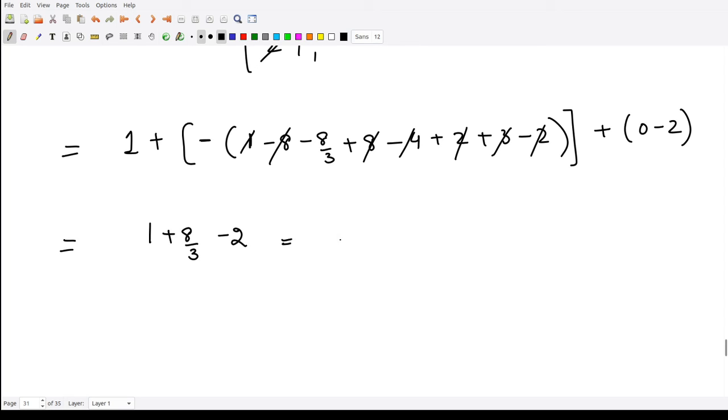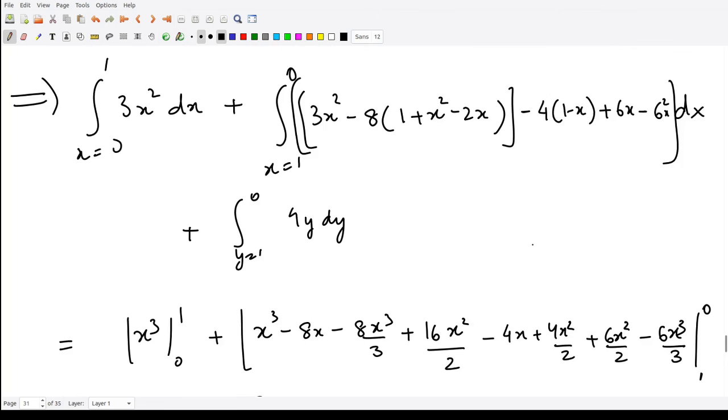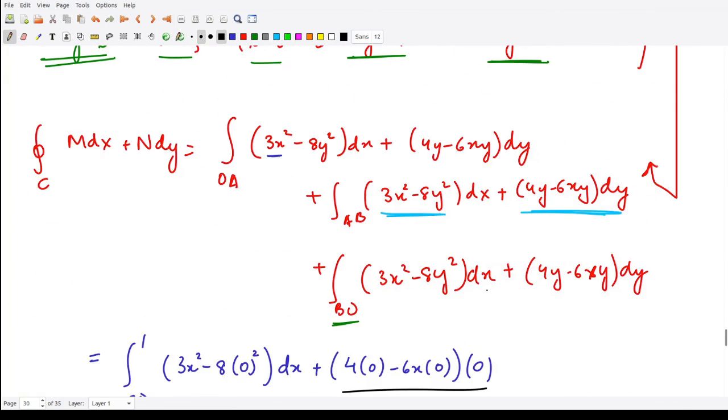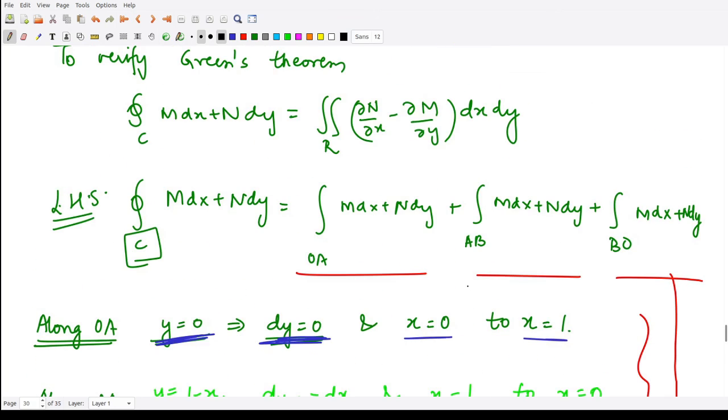So finally this is 3 plus 8 minus 6. So that is 5 by 3. So this is the value which we obtained for the left hand side. So now you see the applicability of Green's theorem here. This calculation is so lengthy to solve, right? So this is what we obtained for this left hand side.